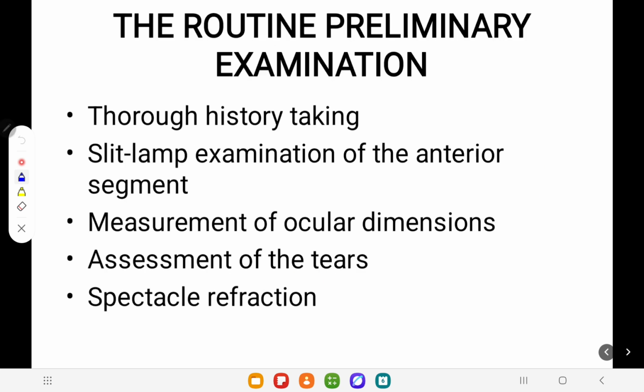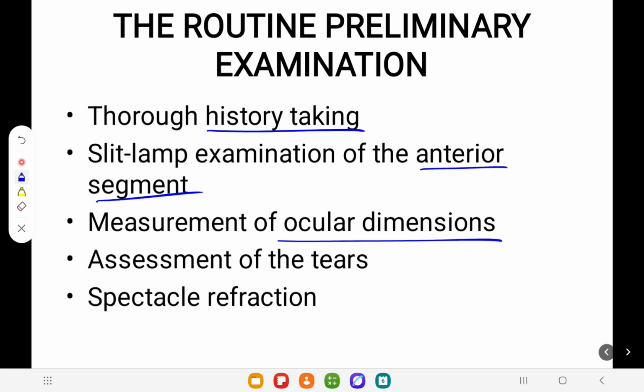So what are the routine preliminary examinations? First is always a history, not just a history, a thorough history. Very important. Then slit lamp examination of the anterior eye segment. We want to know whether there are any absolute contraindications, for example infections or anything. Or we want to know about the tear film and all these things.